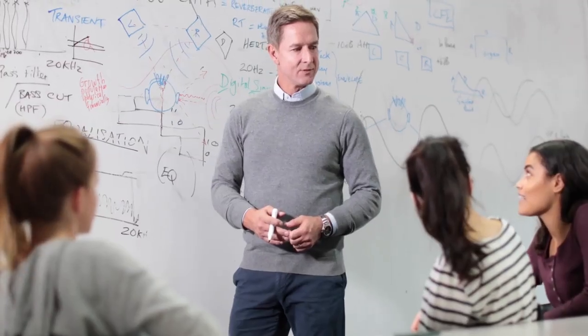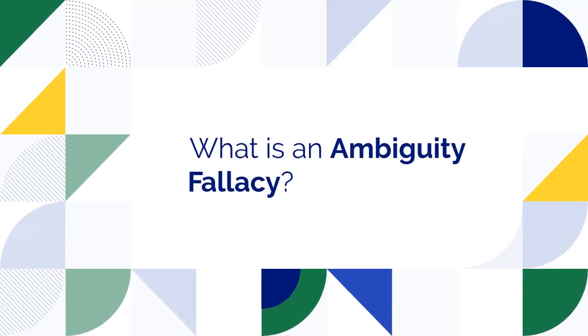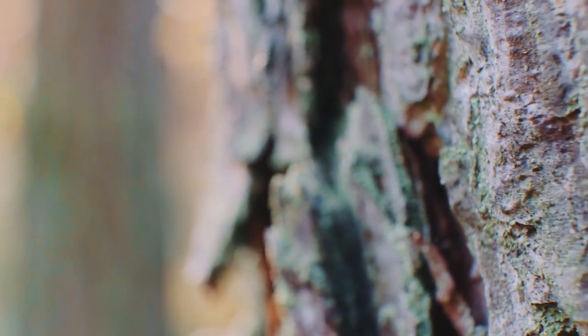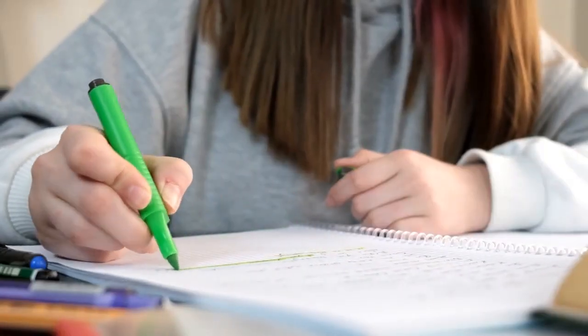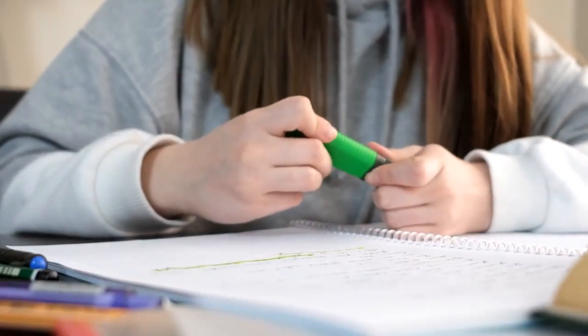Let's break it down. First, what exactly is an ambiguity fallacy? These are errors in reasoning that happen when a word or phrase has more than one possible meaning. This multiple meaning is then used in a confusing way. It makes an argument seem valid or sound, but it isn't. The argument relies entirely on this confusion of meanings to mislead.